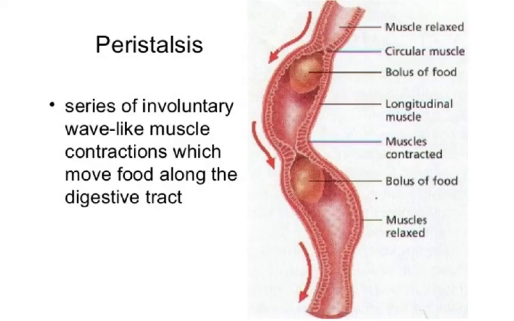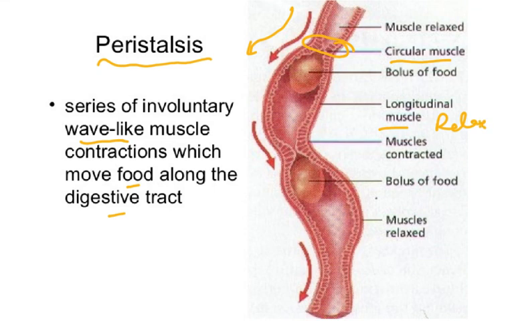Now the last topic in this is peristalsis. Peristalsis is a series of involuntary wave-like muscle contractions which move food along the digestive tract, the entire digestive tract, not just the esophagus. Now you see the direction is like this. What is happening behind the bolus? The circular muscle is contracting, the longitudinal muscles are relaxing, and the bolus is pushed ahead. Then again as it goes ahead, the muscle is contracted behind the bolus, and in front of the bolus the muscle is relaxed.